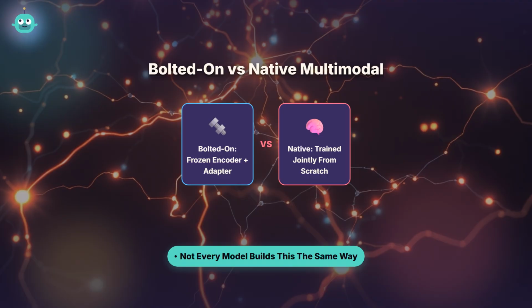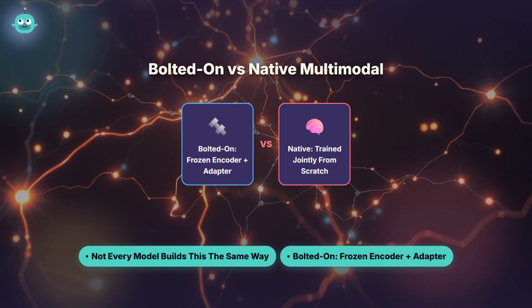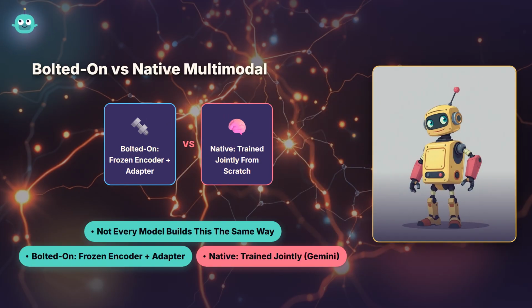Not every multimodal model builds this the same way, and the difference actually matters. Many take a frozen, already trained vision encoder and bolt it on with a small adapter layer. Newer models like Google's Gemini line train vision and text together from the very start, no bolting on after the fact.